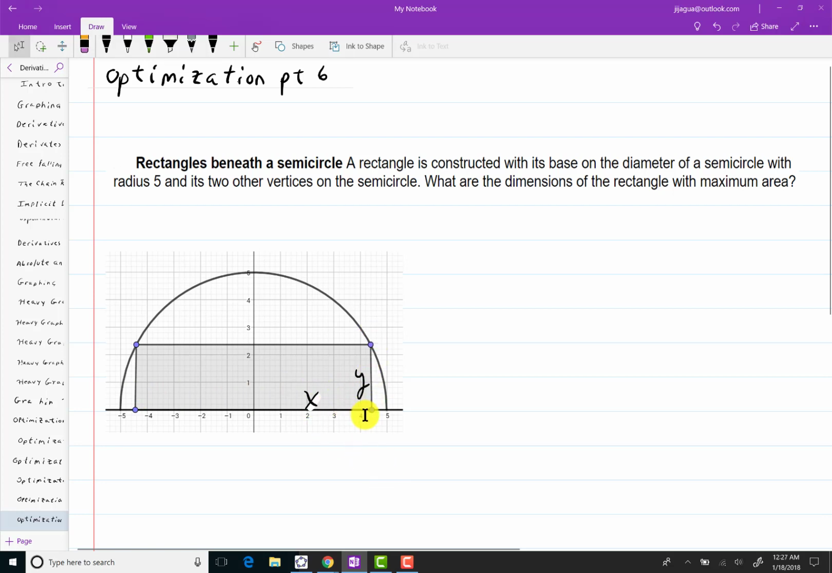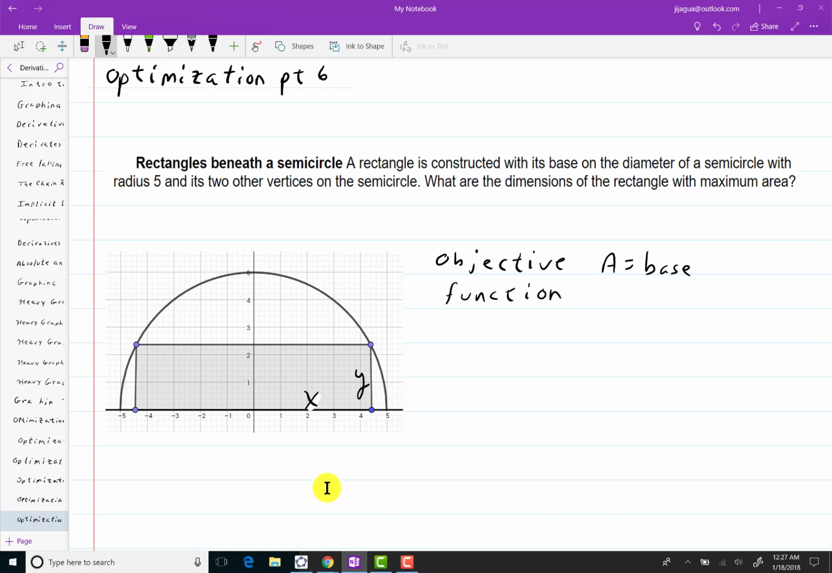So the area of the rectangle, our objective function, looks like this. The area equals base times height. And our base is not x, but it's 2x, because these are negative values. I didn't want to count that. So this equals 2x times y. Now, as with everything else, I need to get a connection between x and y.